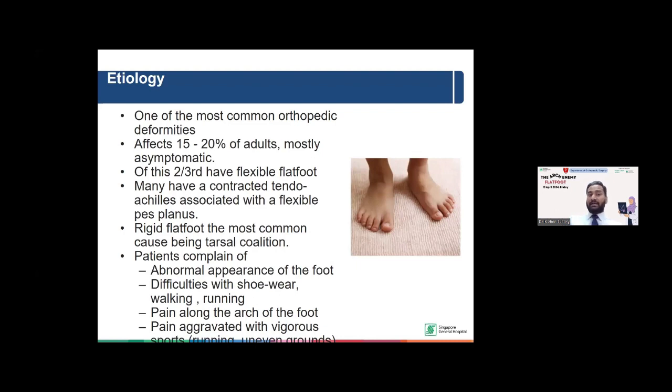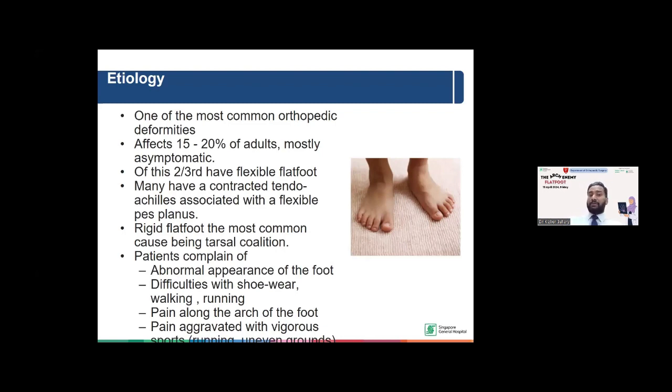And at the same time, they may have a contracted tendo Achilles. That means their TA tendon can be very tight. Their calf muscles are very, very tight. And this is commonly associated with flexible pes planus. Rigid flat foot is another subgroup, and the most common cause is a condition called tarsal coalition. I'll go into the details of it later as well.